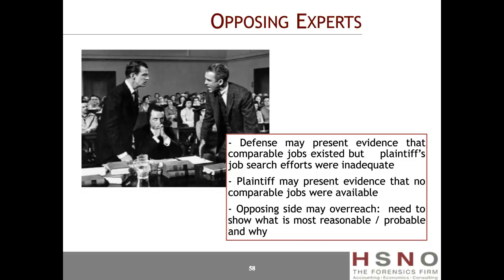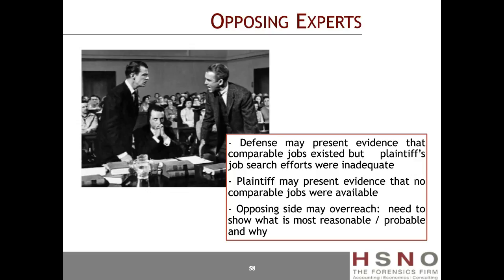Okay, opposing experts. Depending on which side you are on, if you're on the plaintiff side, the defense may present evidence of comparable jobs that existed, and argue that the plaintiff's job search efforts were inadequate. That's probably the primary way that, if the plaintiff is still unemployed or has not obtained comparable employment, the defense can try to reduce losses. In my experience, it could be a very effective tool if used skillfully by the defense, but it's very often badly done.